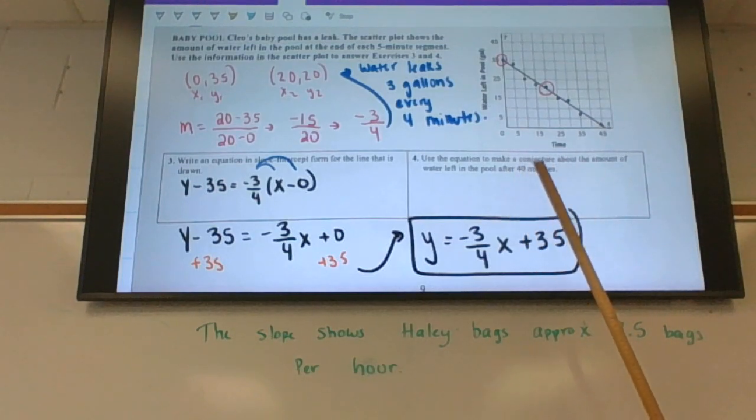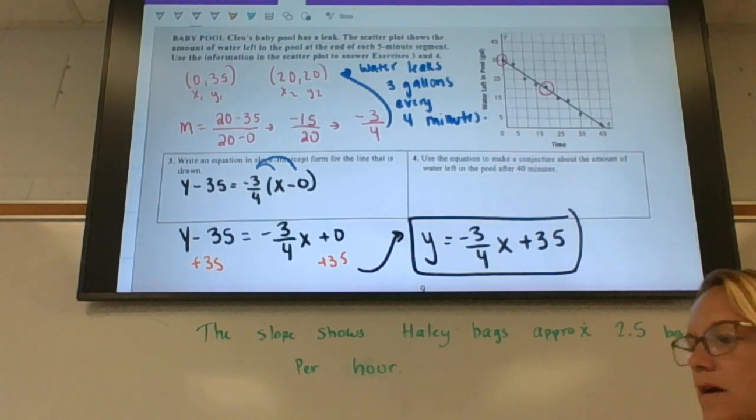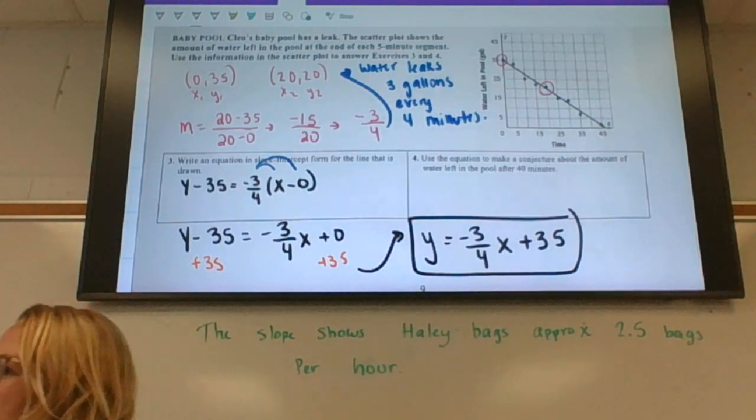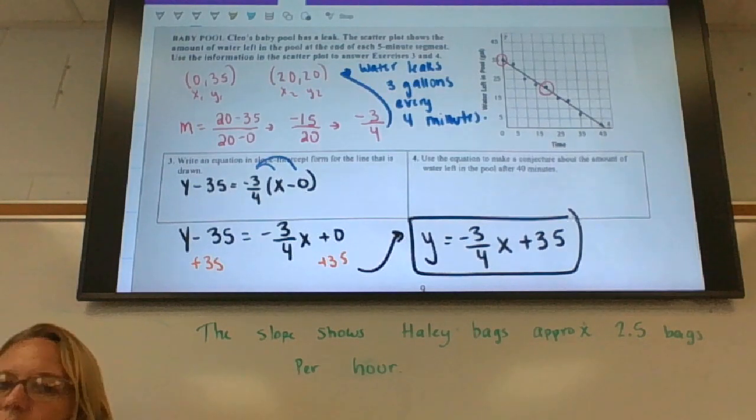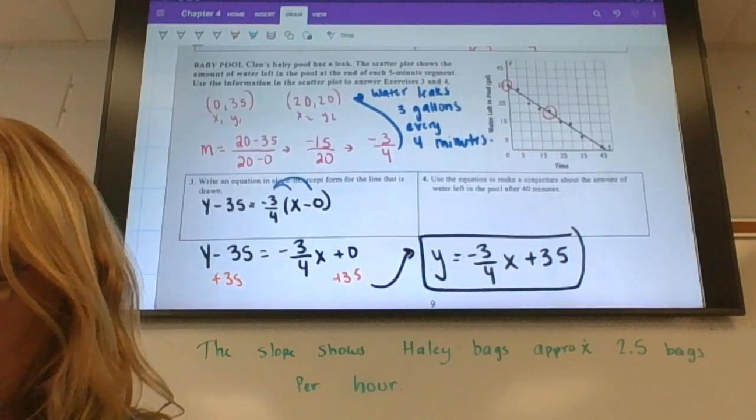All right, so make a conjecture using the equation, not the picture, but the equation, about the amount of water left in the pool after 40 minutes. So the x-axis is time. So put 40 in for x, and let's see what we come up with. How much water's left, and then we can see if it matches the picture. I keep wanting to say prediction, but. All right, did anybody try plugging 40 in?